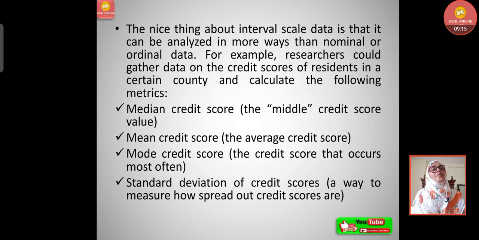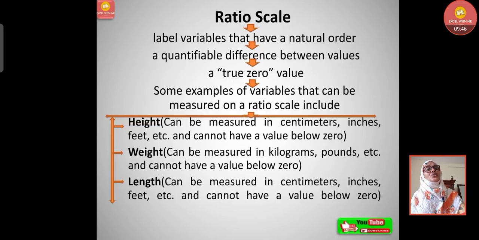Now the nice thing about interval scale data is that it can be analyzed in more ways than nominal or ordinal data. For example, researchers could gather data on the credit scores of residents in a certain country and calculate the following metrics. That is the median credit score, that is the middle credit score, or the mean or mode, or the standard deviation of credit scores. That is a way to measure how spread out credit scores are.